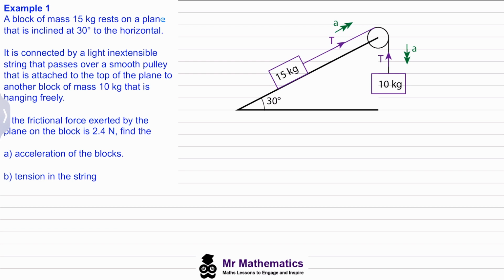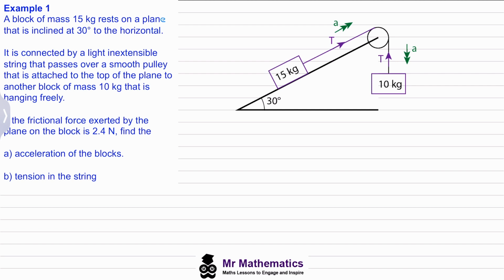So in example 1, we're told that a block of mass 15 kilograms rests on a plane inclined at 30 degrees to the horizontal. It is connected by a light inextensible string that passes over a smooth pulley, attached to the top of the plane, to another block of mass 10 kilograms that is hanging freely. The frictional force exerted by the plane on the block is 2.4 newtons. We've been asked to find the acceleration of the blocks and the tension in the string.